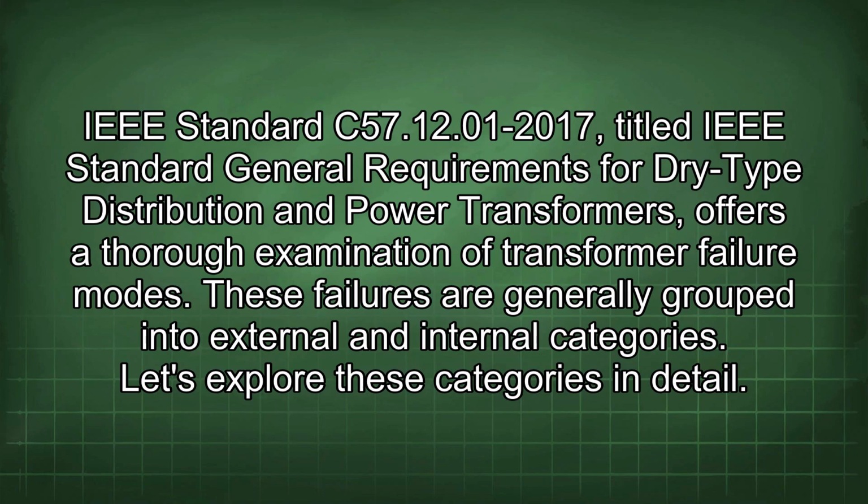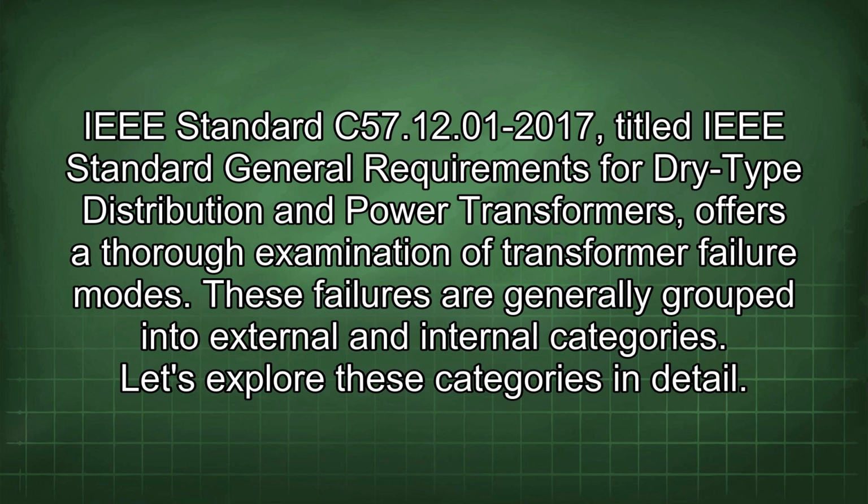IEEE Standard C57.12.01-2017, titled IEEE Standard General Requirements for Dry Type Distribution and Power Transformers, offers a thorough examination of transformer failure modes. These failures are generally grouped into external and internal categories.